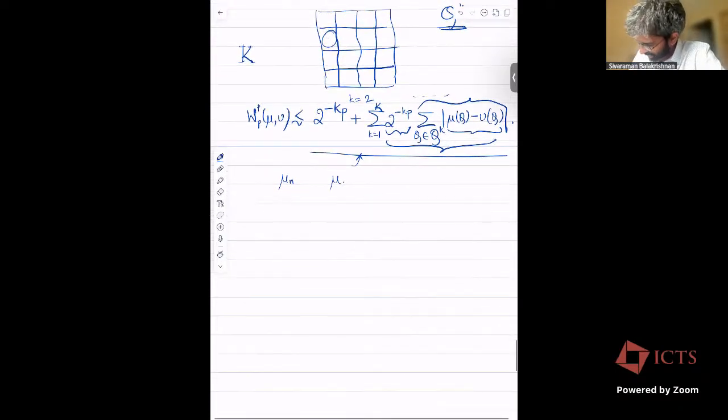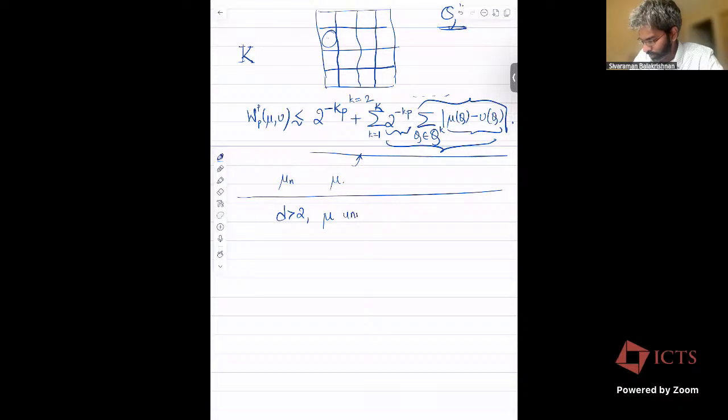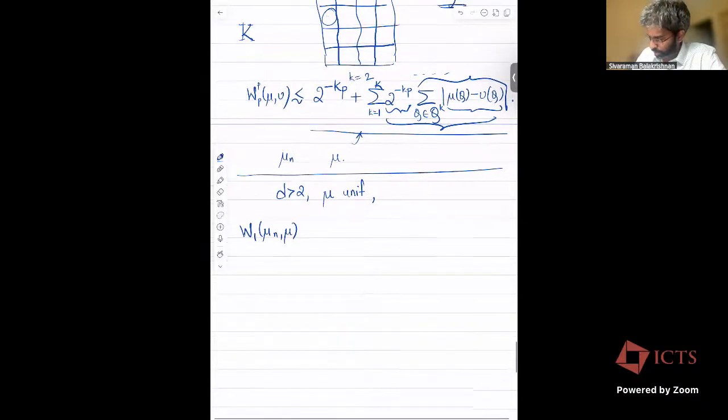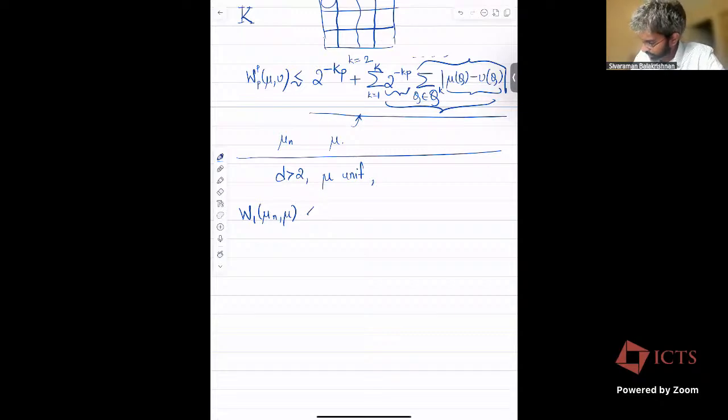Okay, so maybe in the last few minutes, I will just tell you roughly how one should use a bound like this. Let's try to understand what happens. Say d is bigger than 2. Let's say that mu is the uniform distribution, and let's say that I want to bound W1, so I want to look at W1 between mu n and mu. You can just use this bound and say it's less than 2 to the minus k.